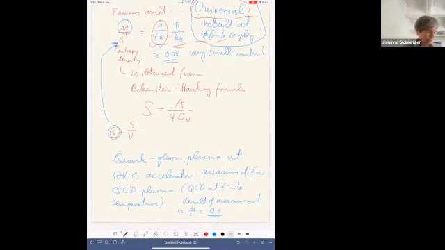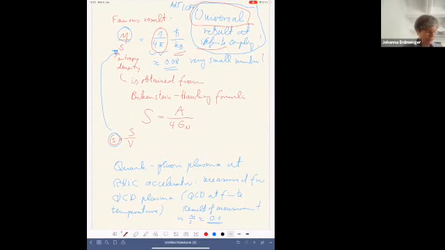And so the measurements that have been performed are for the quark-gluon plasma. That's what I just mentioned. Then it has been measured for cold atoms.